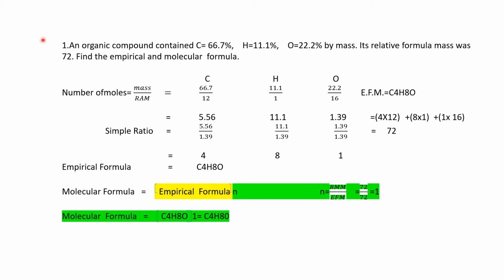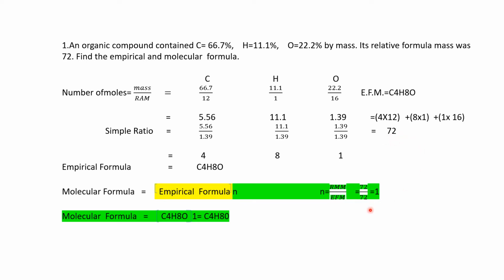We know that the relative molecular mass is 72 and the empirical formula mass is found from the empirical formula C4H8O. We have 4 atoms of carbon that you multiply by the atomic mass of carbon. We have 8 atoms of hydrogen multiplied by the atomic mass of hydrogen. We have 1 atom of oxygen multiplied by the atomic mass of oxygen. So when you add them up, it comes to 72.